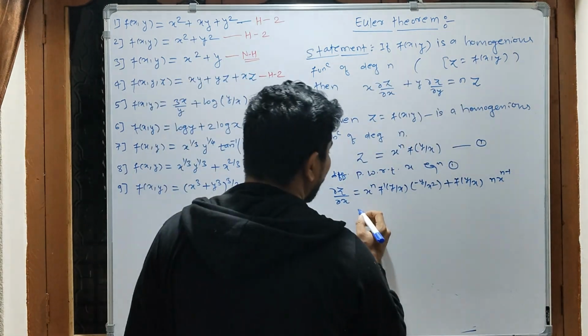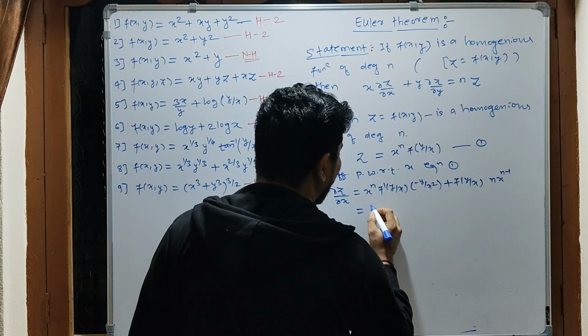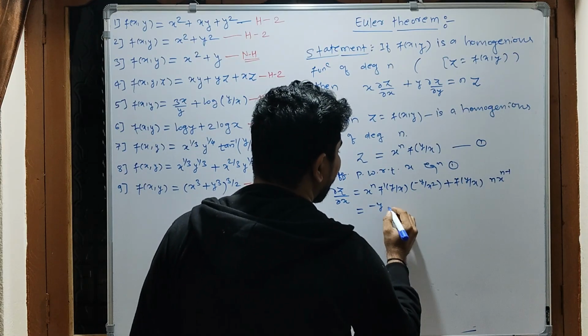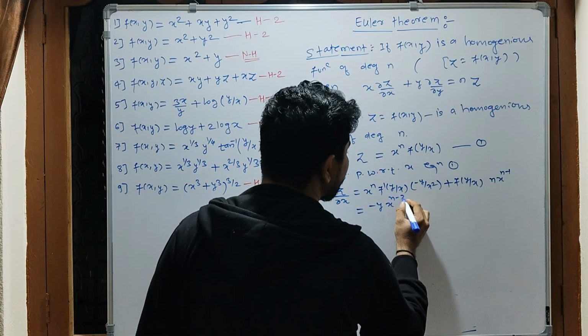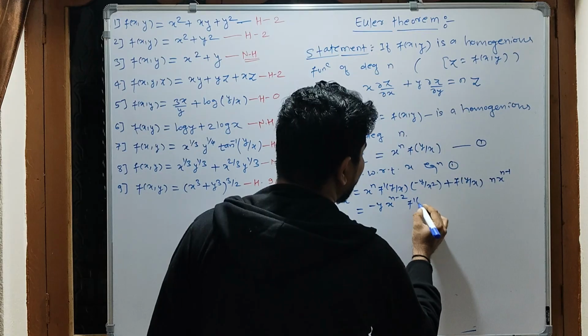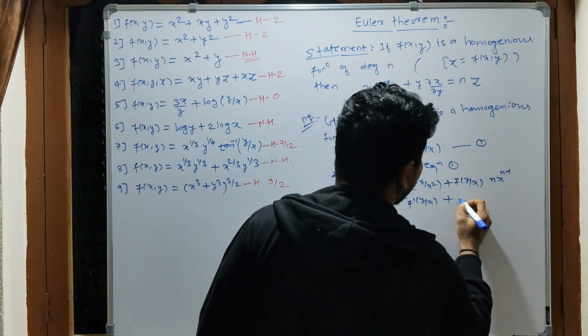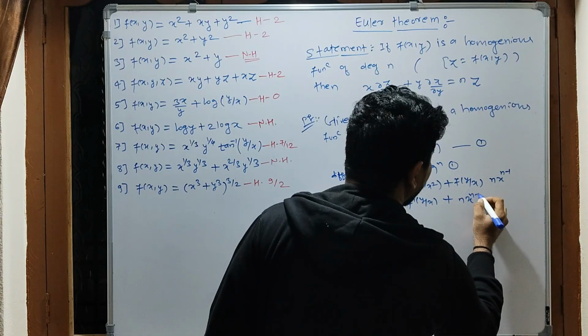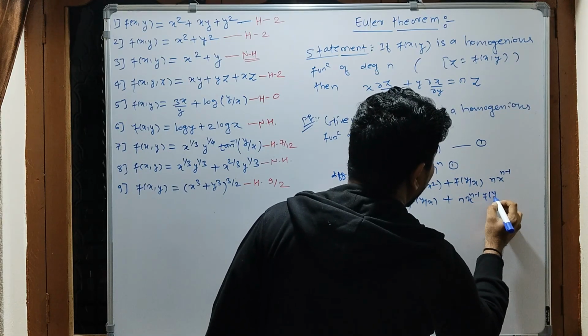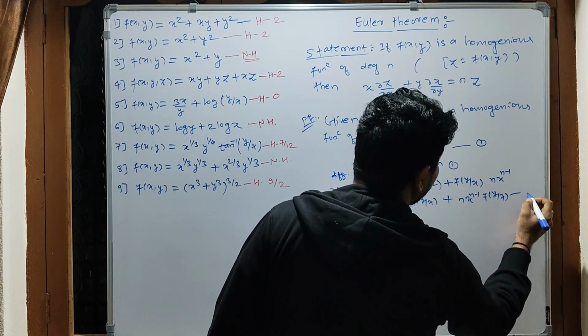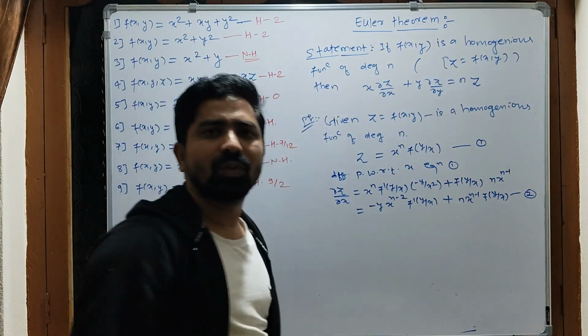Now, which is equal to, here I will write the same thing, minus y times x to the power n minus 2 f dash of y by x plus n times x to the power n minus 1 into f of y by x. I will give this as equation number 2.